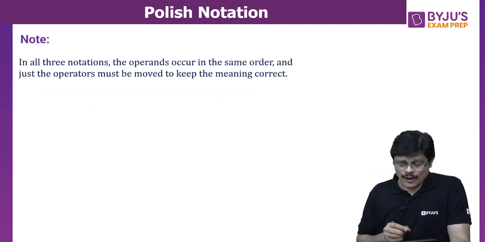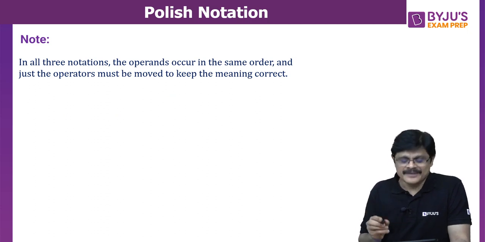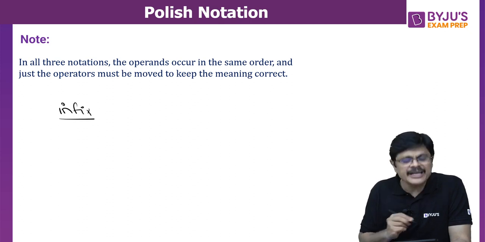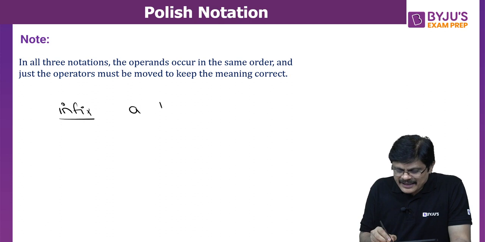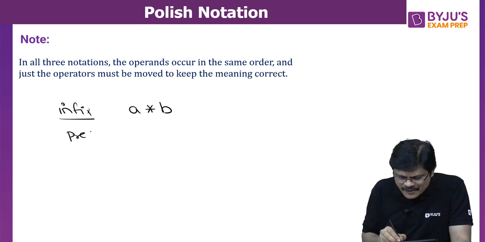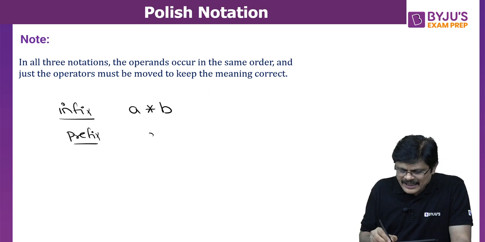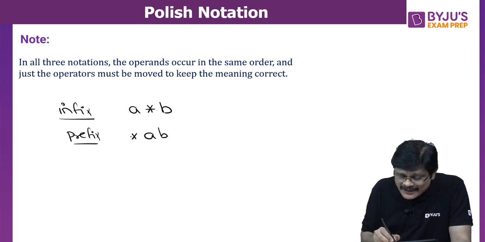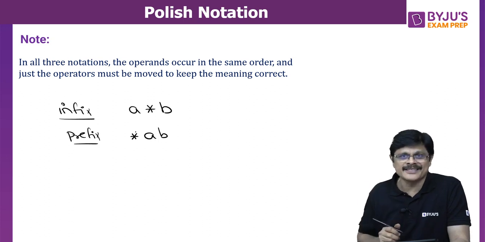Note, in all the three notations, the operands occur in the same order. See, for example, if you take infix notation, the order of AB is same. Only operator comes in between operands. Whereas in prefix notation, AB will be in the same order. Their order is not changed. Only operator comes before operands.